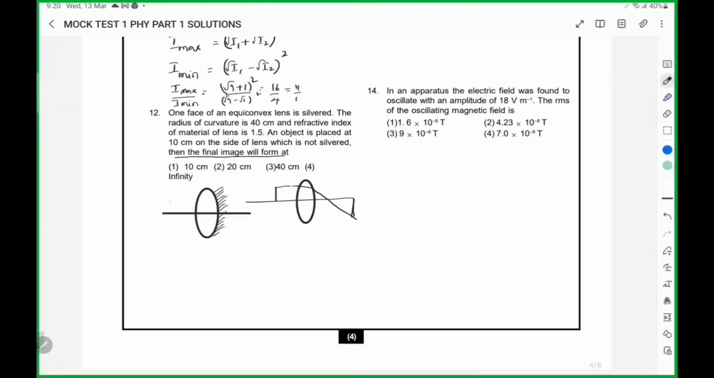at one face, the object is placed here, or okay, let us take a point object. A refraction occurs, and then now it is silvered, reflection occurs here, so somewhere again refraction occurs. Somewhere we get an image here. So that means here two successive refractions and one reflection take place.